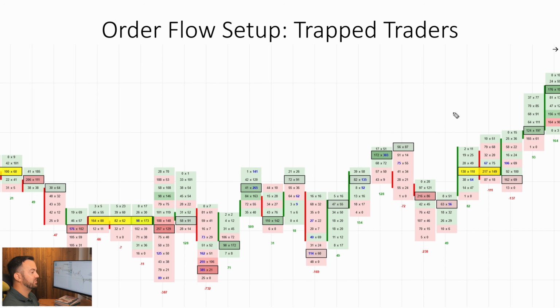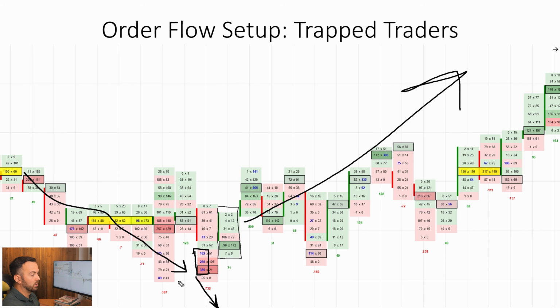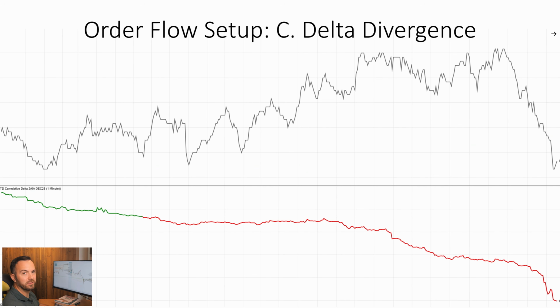Now, one last example of the trapped traders. In here you can see that the price was dropping, and those selling imbalances were screaming at you that the price should go even lower. By the way, those heavy volumes don't need to be at the low of the footprint, but it should be close, right? It should be really screaming at you that the market should go down. But if it doesn't, in the next footprint, then you should go long, because those guys are trapped sellers, right?